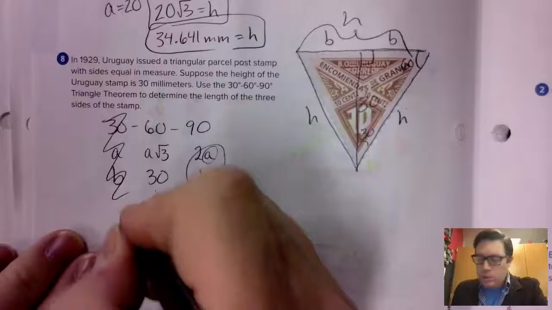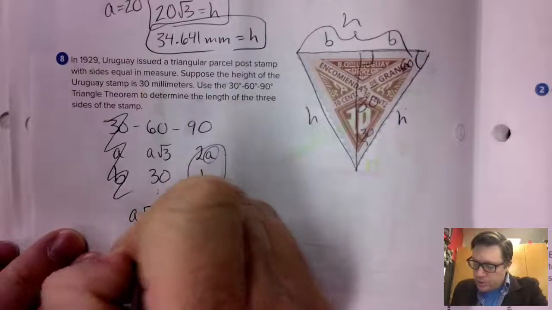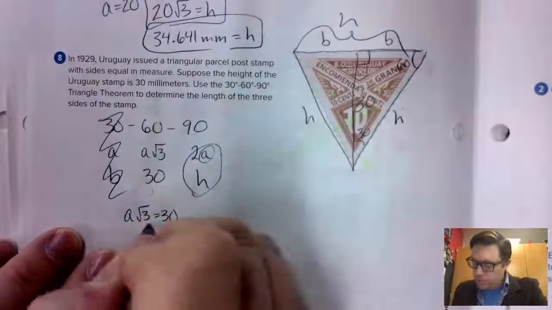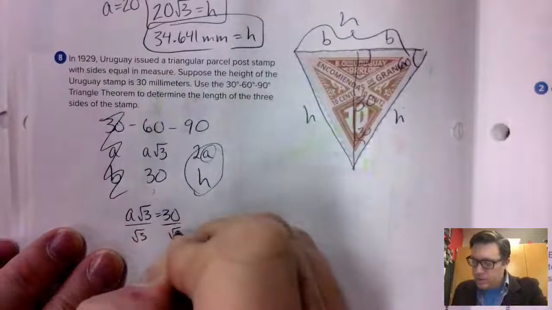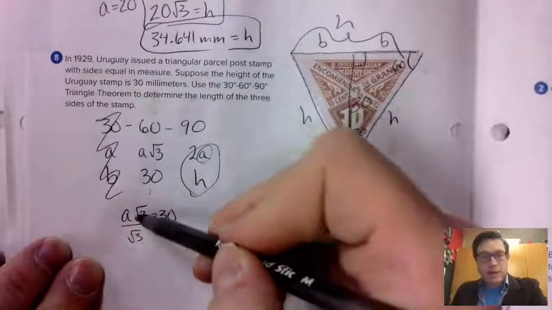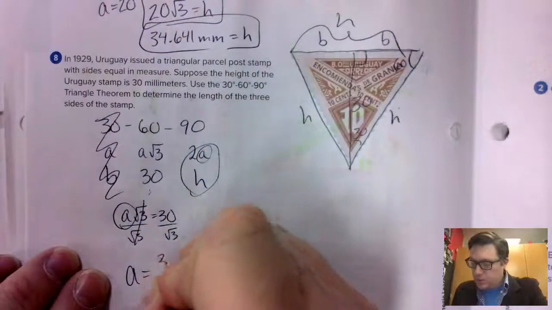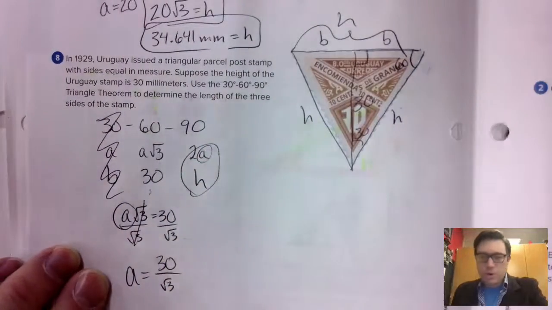Make an equation. A square root 3 equals 30. This is the only real relationship we know. Divide both sides by square root of 3 so that the a can be isolated. That gives us a equals 30 divided by the square root of 3.